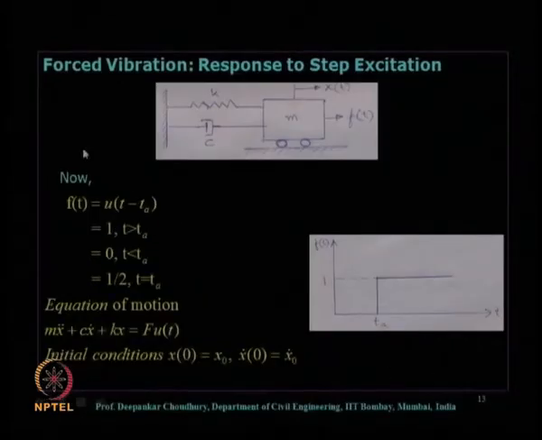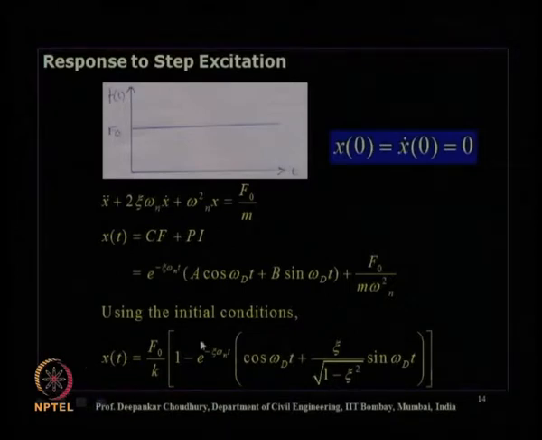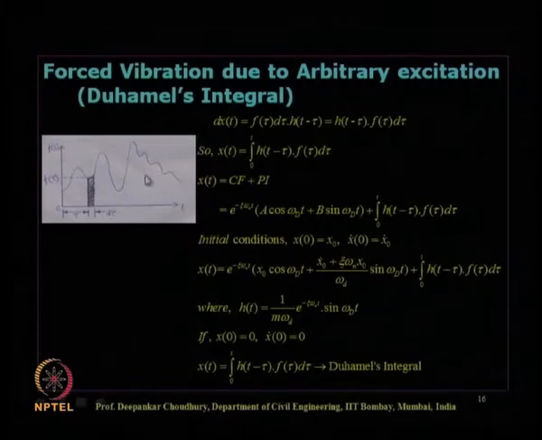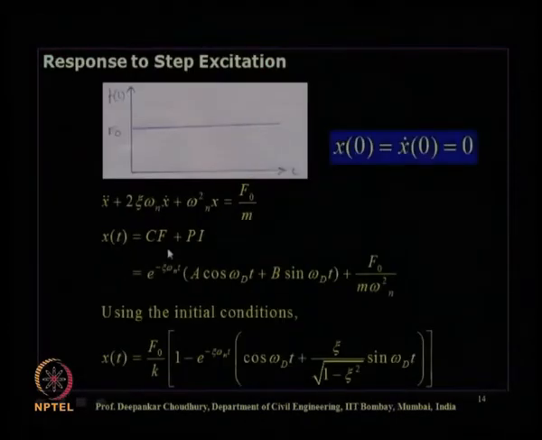Then we had also seen the forced vibration response to step excitation like this, and the complete solution of that equation we have discussed in our previous lecture. Then for any arbitrary excitation, any random motion like earthquake motion, we can take a small infinitesimal portion and use Duhamel's integral to find the particular integral part, and the complementary function part can be obtained by putting x equals 0 in this basic equation.